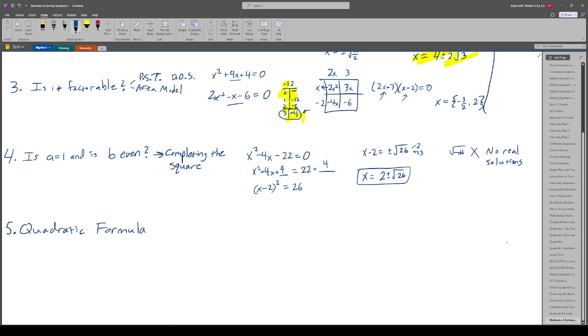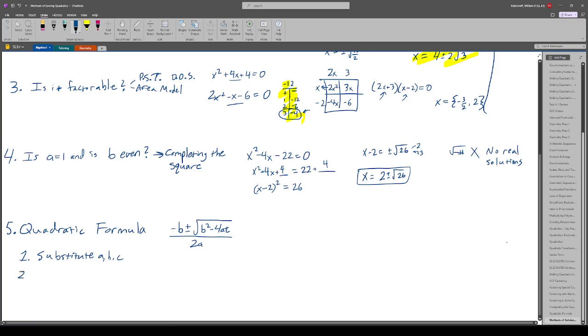And in quadratic formula, we identify a, b, and c from the standard form. We plug it into negative b plus or minus the square root of b squared minus 4ac, divided by 2a. And this one I basically break down as a 3-step process. So within the quadratic formula, number 1 is to substitute all of the values for a, b, and c. Number 2 is to simplify the radical.